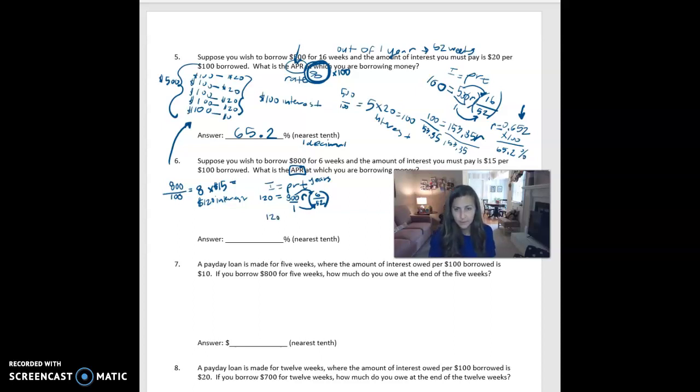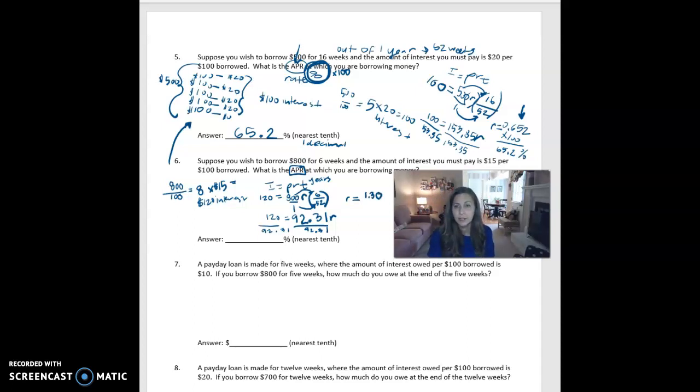I'm going to get 120 equals 92.31, and don't forget your R is there. To solve for R, we divide both sides by 92.31. This will solve for R. So I get R equals 1.30.